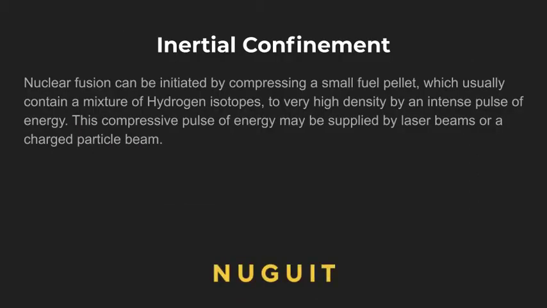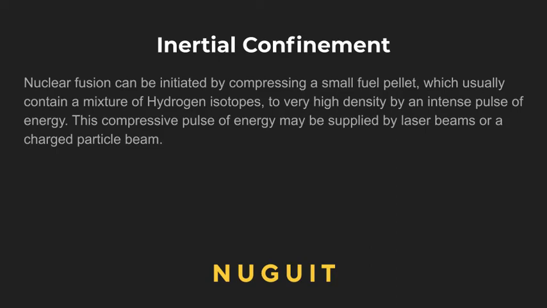Inertial confinement. Nuclear fusion can be initiated by compressing a small fuel pellet, which usually contains a mixture of deuterium and tritium, to a very high density and temperature by an intense pulse of energy. This compressive pulse of energy may be supplied by laser beams or a charged particle beam.